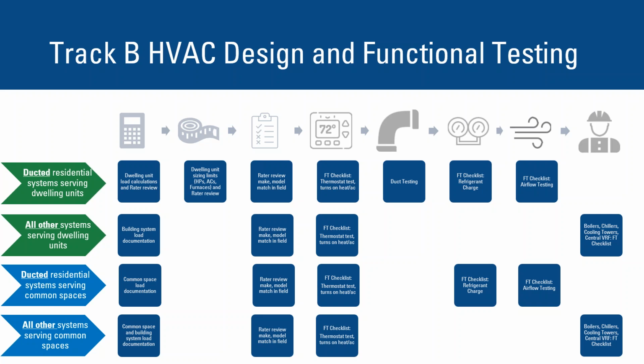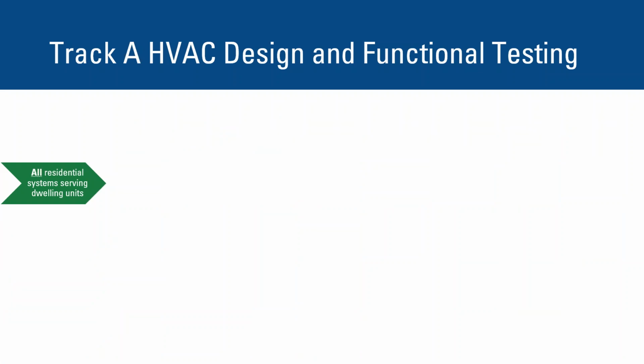So this is all background on track B. I understand it might be a little overwhelming. It may help some folks who are more visual, but this is all how things are for track B currently. And then I'm going to go through track A and how that looks.